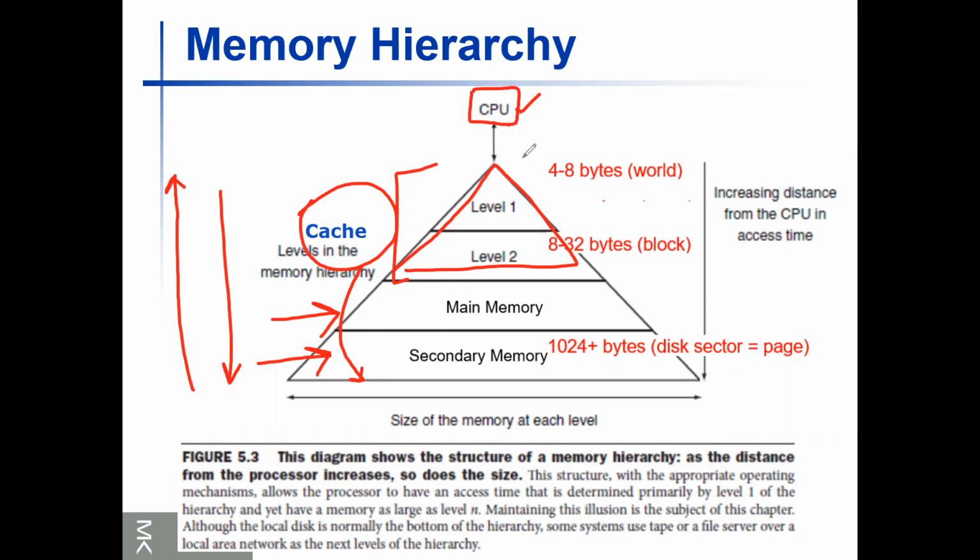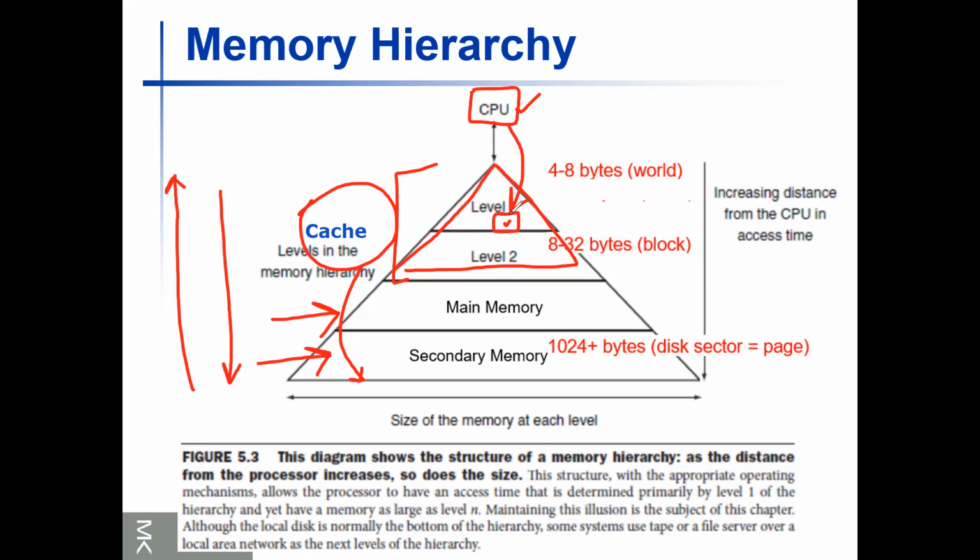So the processor first checks whether the data is available in the cache or not. If it is available in the cache, this is called a hit. That is, the processor is looking for data, and that data is available here in the cache, so it is called a hit. If the data is not here, we call that a miss.